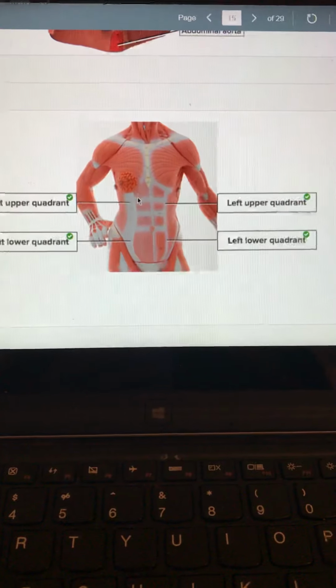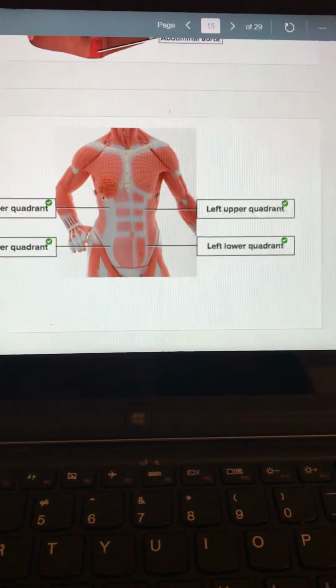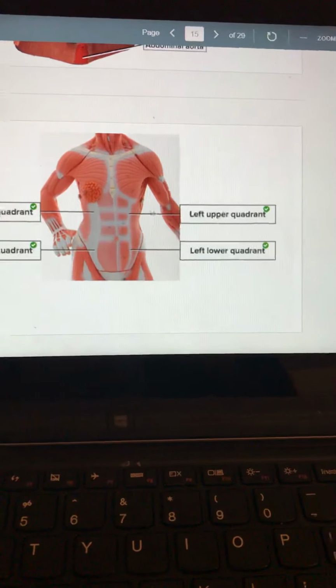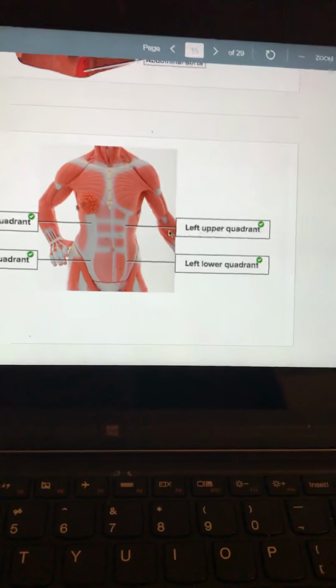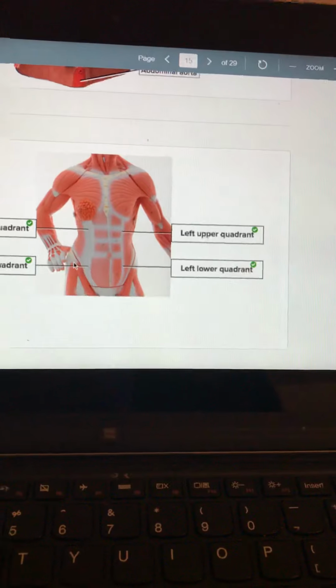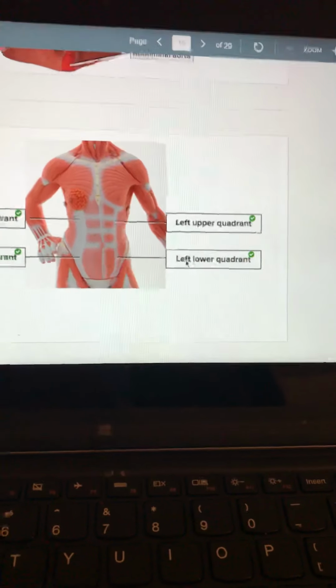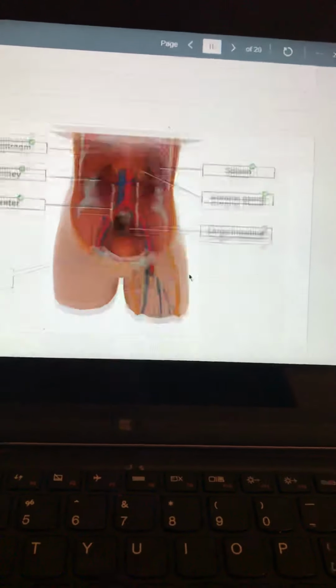Here we can see the right upper quadrant, which is located right here. It's always going to be on the right of the patient, not on your right, but their right. Here will be the left upper quadrant. This one will be the lower right quadrant, left lower quadrant.